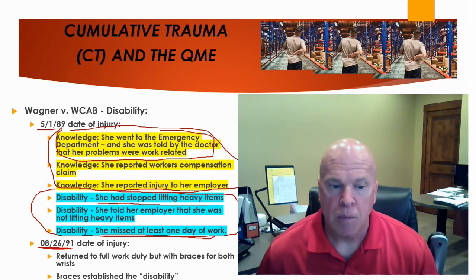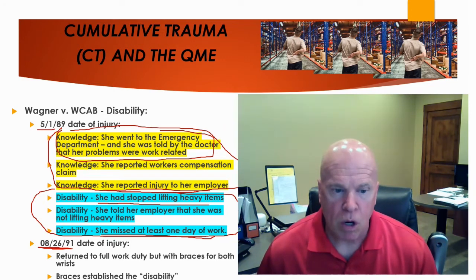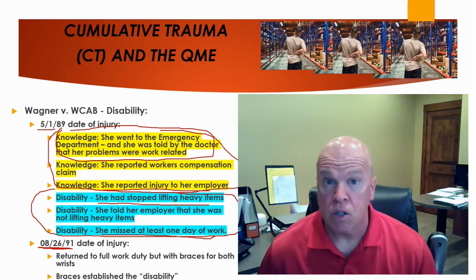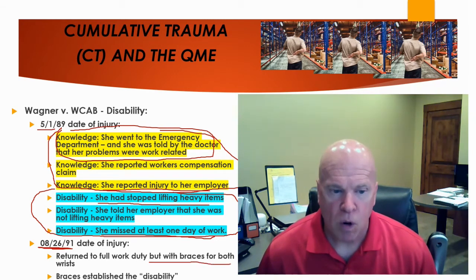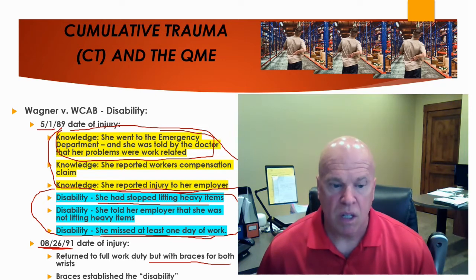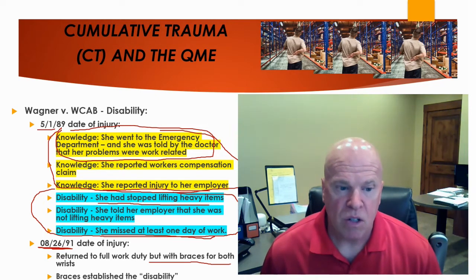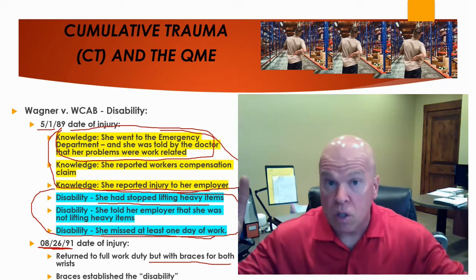And on 8/26/1991, the specialist returned Ms. Wagner to full work duty. In other words, she didn't suffer actual wage loss, but he provided braces for both of her wrists. And in this case, it was the braces, the provision of the braces on 8/26/91, that established the first disability.